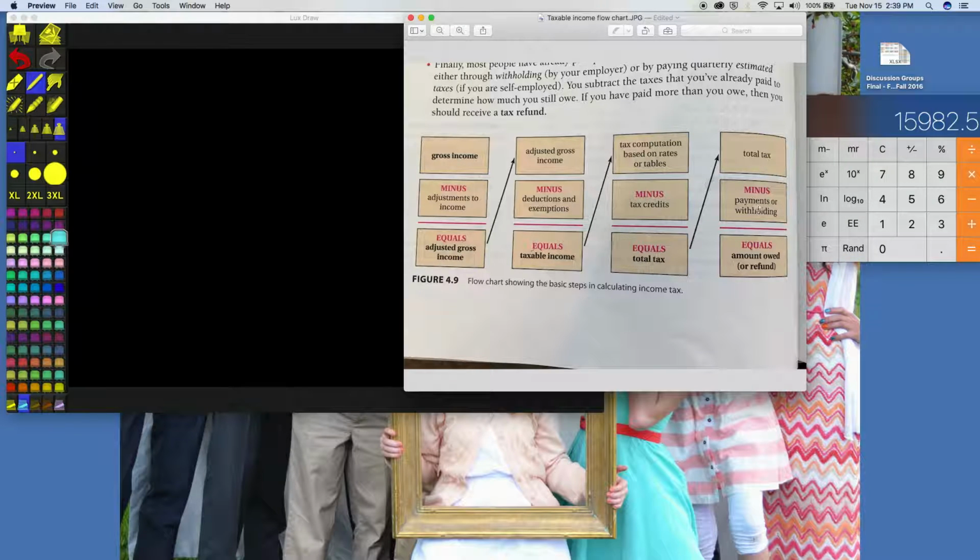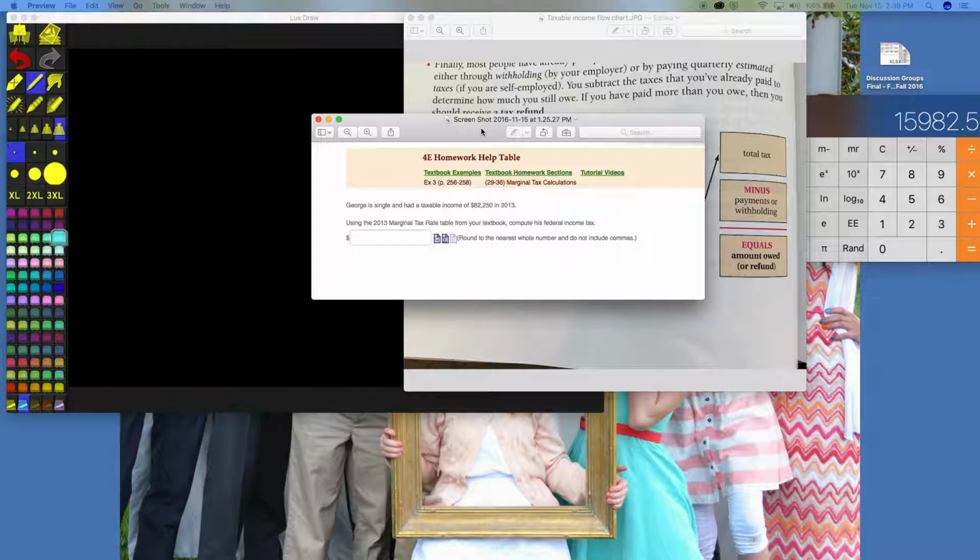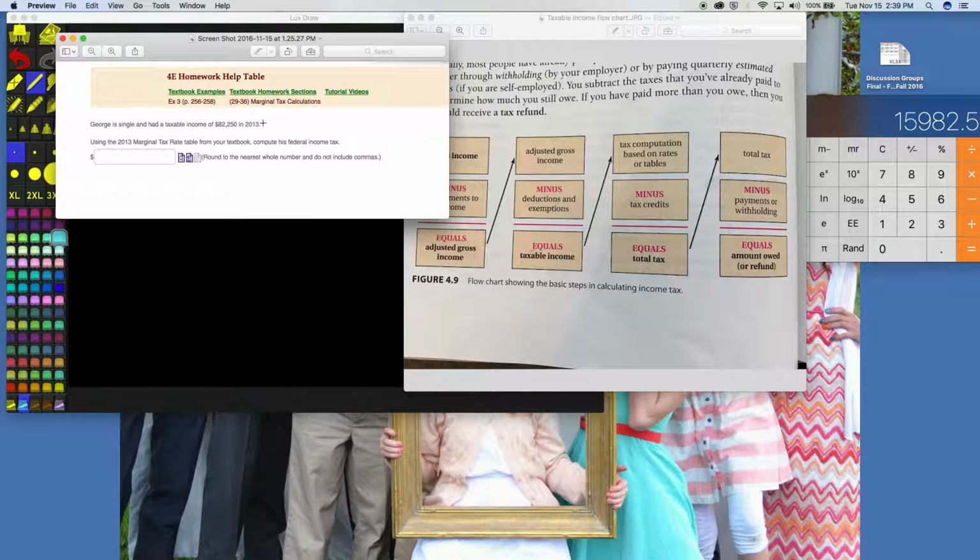Okay, so the first one let's look at, I think this is number 6. It's not marked on here, so I just took a screenshot of this. But George is single and had a taxable income of $82,250 in 2013.